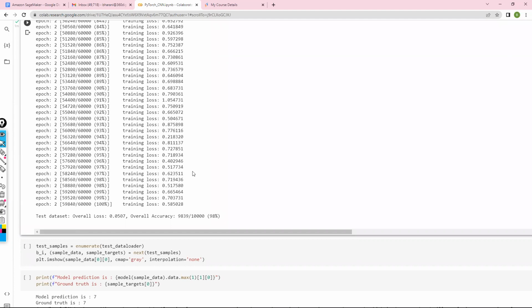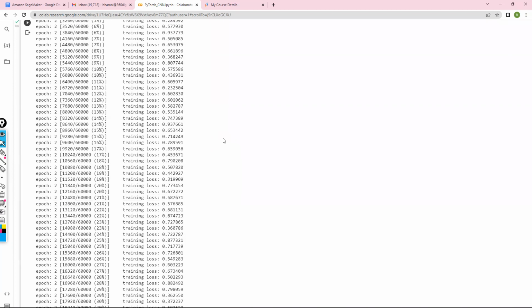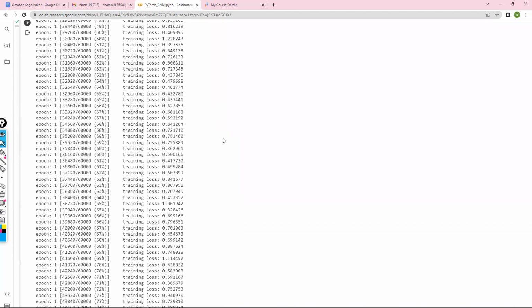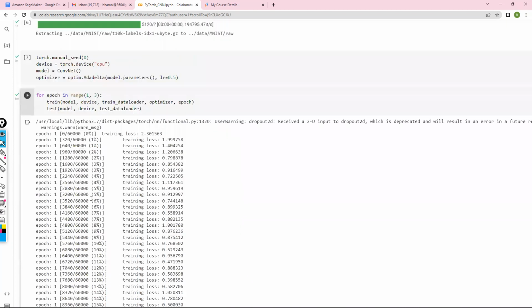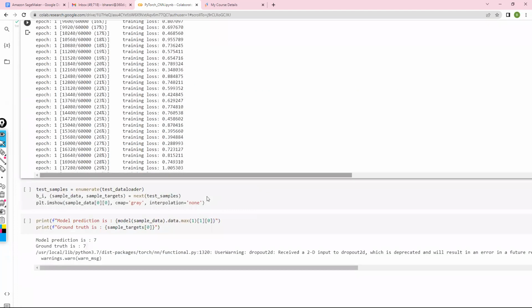Okay, it's done. So now what we shall do is, here, why is it running for only 2 epochs? Because in Python, the way indexing works is that the last value is ignored. If you want 3 epochs, put this as 4. So range of 1 to 3 means 1 and 2; the last number is ignored.